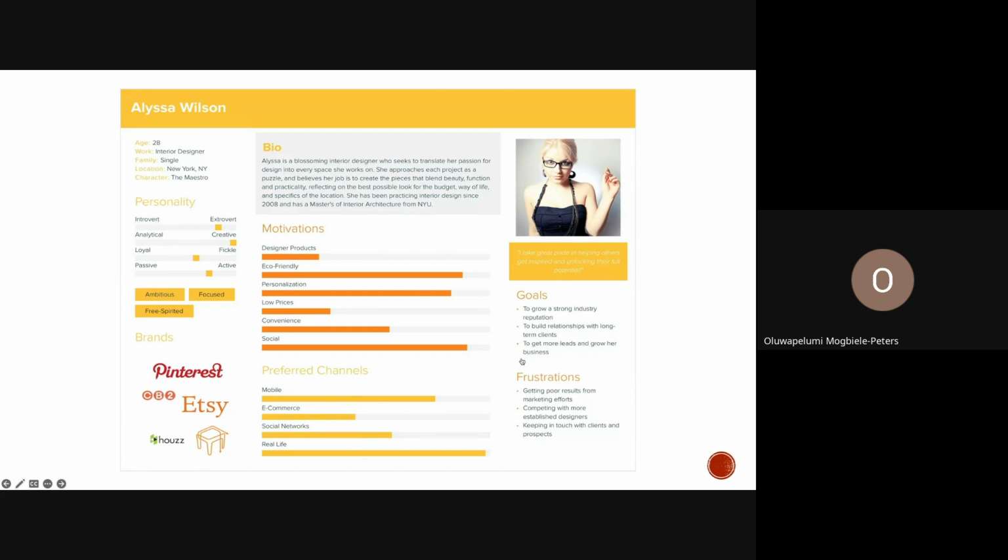Guys, this is where we now come to the frustrations and goals. Your product will help her grow a strong industry reputation. It will help her build relationships with long-term clients. It will help her get more leads and grow her business. That is the value your product is providing. That is the research and data of what your product is doing. Guys, are we getting it?